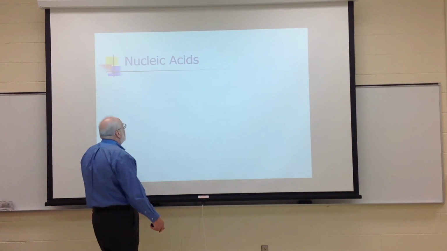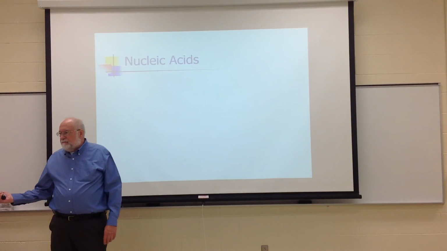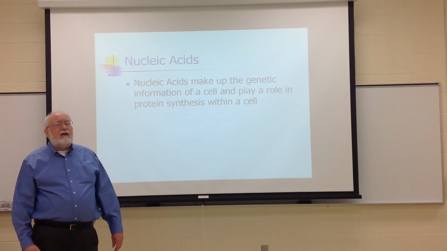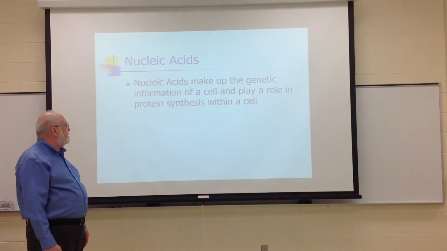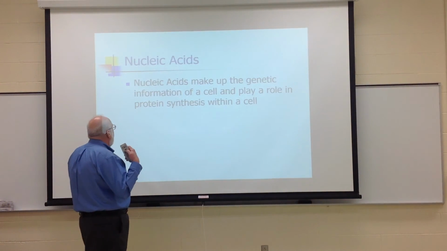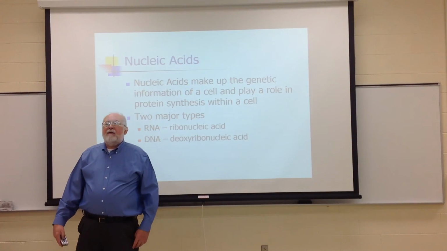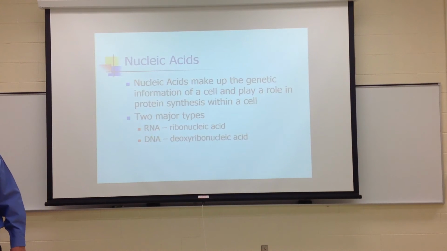Now, nucleic acids. And we're not going to say a lot about these today. But nucleic acids make up the genetic information in a cell. And there are 2 principal kinds, and they are RNA and DNA. RNA stands for ribonucleic acid.